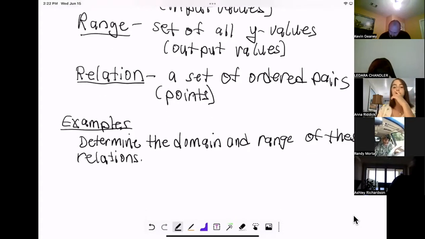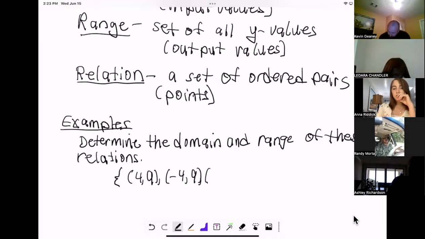So here's the first one I got. And there's your set notation. We talked about that last time with the set notation, but now it's just going to be ordered pairs. And that's how you write a set of ordered pairs. All those ordered pairs are in a set, and we're going to talk about the domain and the range.